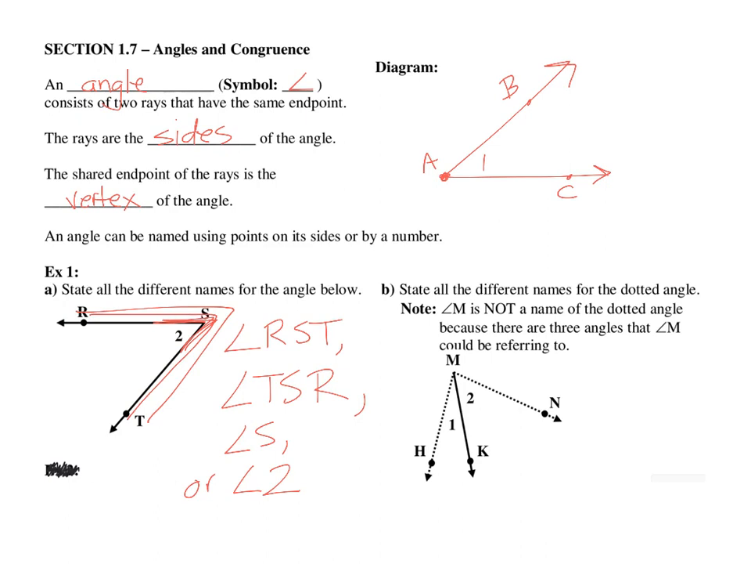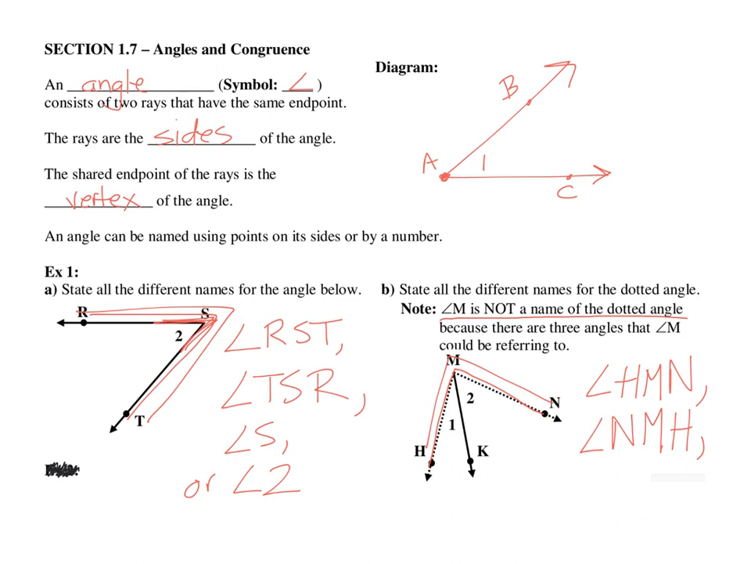All right, now for example B, state all the different names for the dotted angle. Note, angle M is not a name of the dotted angle because there are three angles that angle M could be referring to. So we can't use angle M in this particular scenario because we wouldn't know what angle we're talking about. So this is HMN, or it could be NMH.